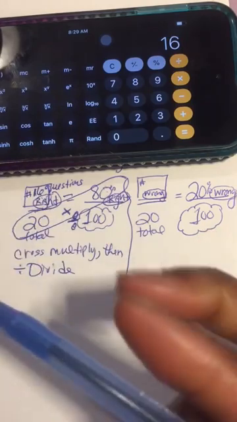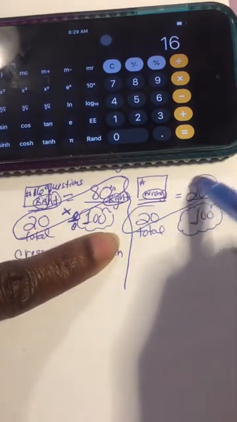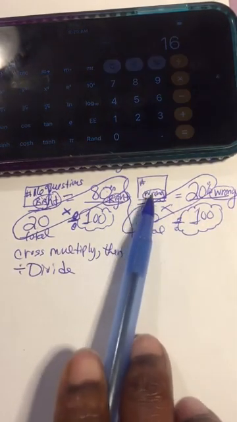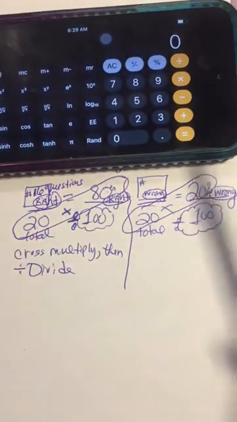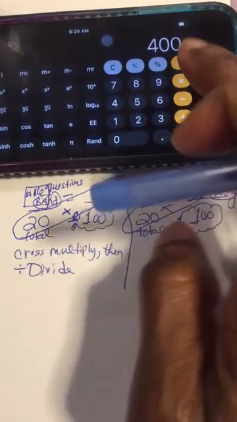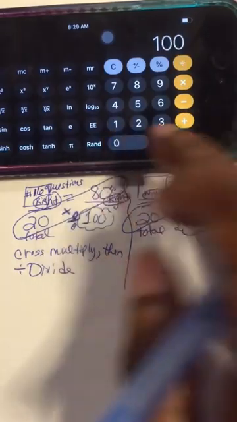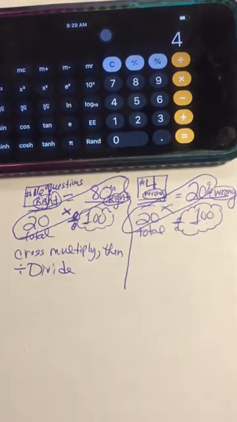Now I don't even have to calculate it to find out how many I have wrong. 16, 17, 18, 19, 20. I got 4 wrong. But let's cross multiply and divide and see if the calculator gives us the answer of 4 questions wrong. Let's see if our formula works. So I'm going to do 20 times 20 divided by 100 equals 4. That's how we know that our answer is right.